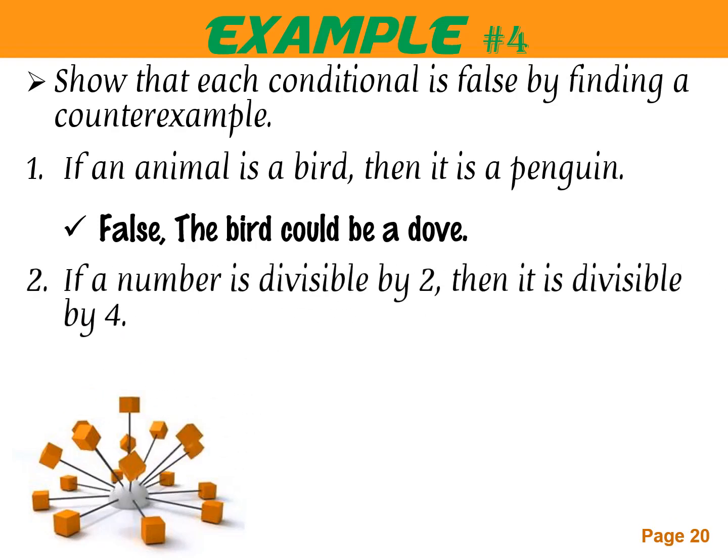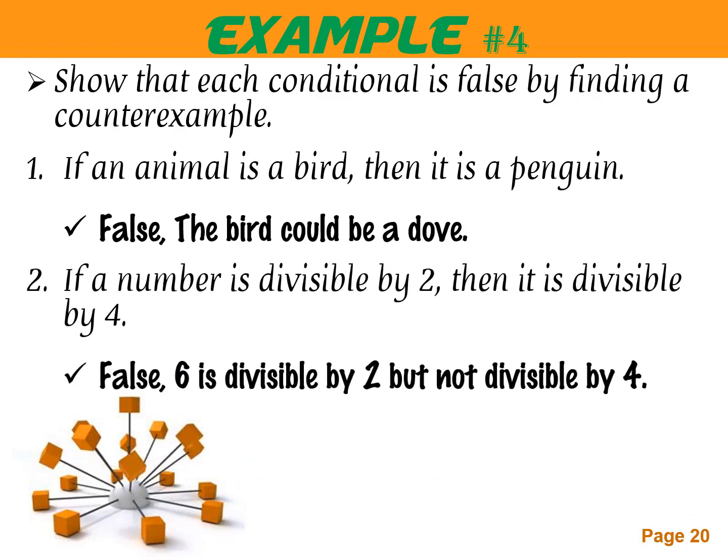Okay, for number 2: if a number is divisible by 2, then it is divisible by 4. So your counterexample could be the number 6, which is divisible by 2 but not divisible by 4. So 6 is an example of a number which is divisible by 2 but not divisible by 4. So this is how you give the counterexample of a conditional statement.